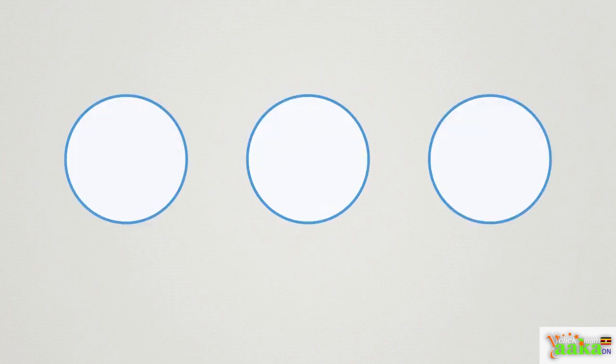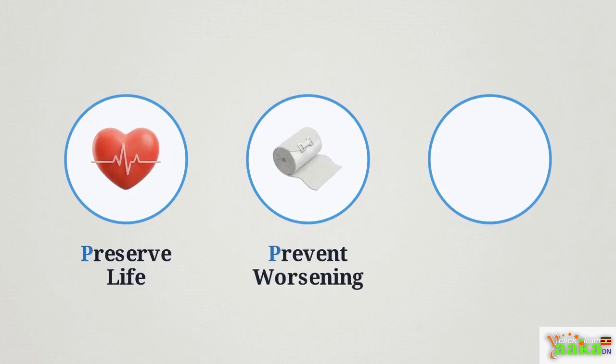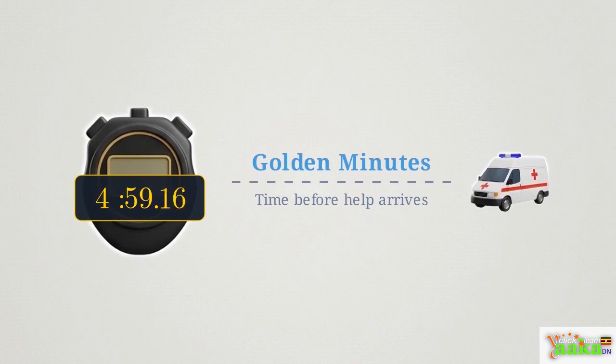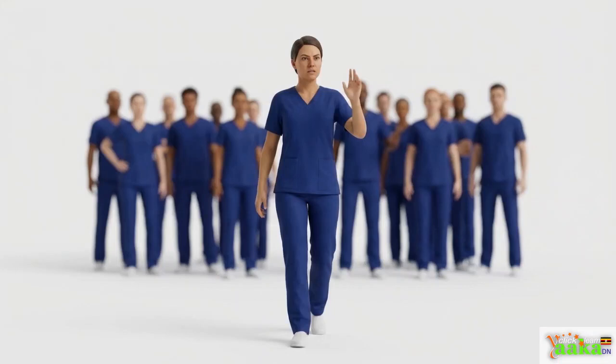Any action you take right now has three main goals, often called the 3 Ps: preserve life, prevent the injury from getting worse, and promote recovery. Knowing first aid gives you the exact steps to manage those critical golden minutes before professional medical help arrives. You stop being a helpless bystander and become the person who takes charge.